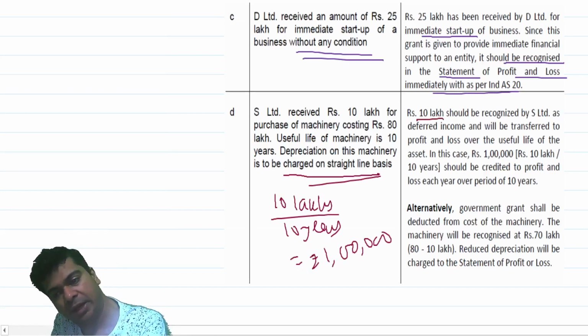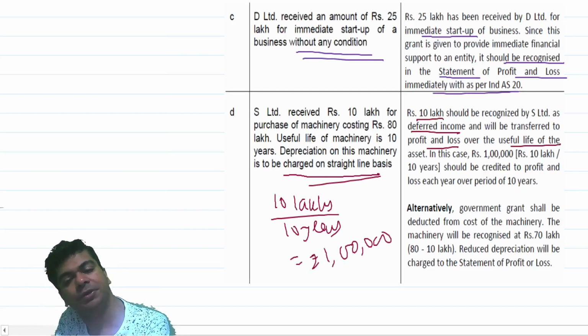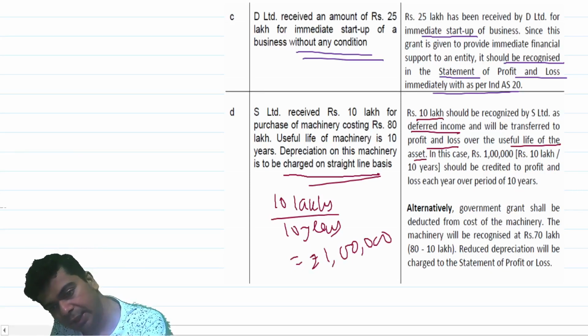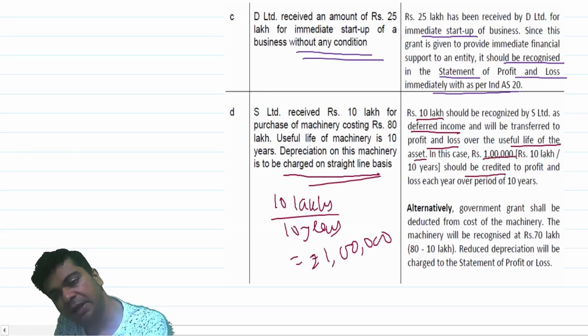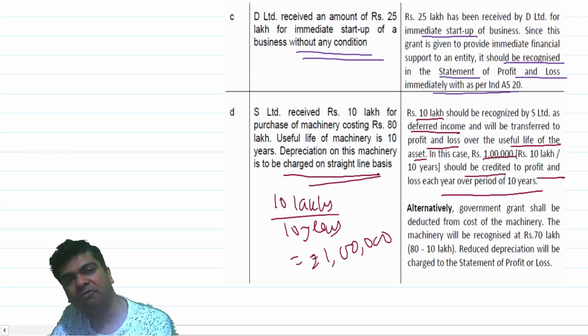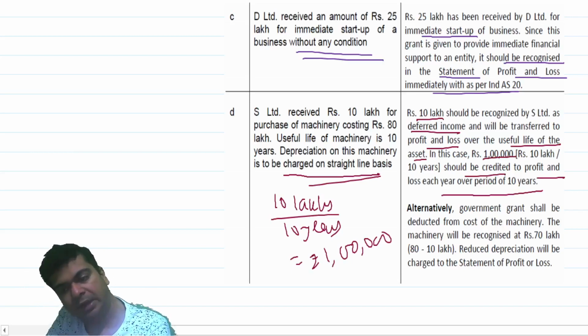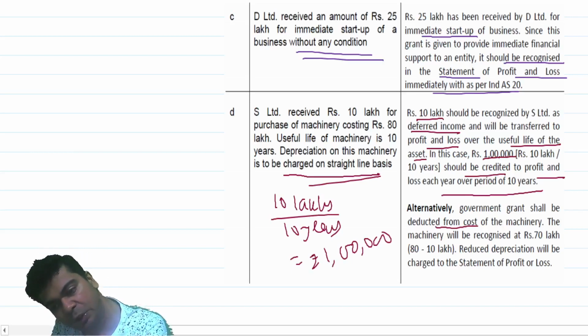Rupees 10 lakhs should be recognized by S Limited as deferred income and will be transferred to profit and loss over the useful life of the asset. In this case, rupees 1 lakh should be credited to profit and loss each year over a period of 10 years. Alternatively, the government grant shall be deducted from the cost of the machinery.